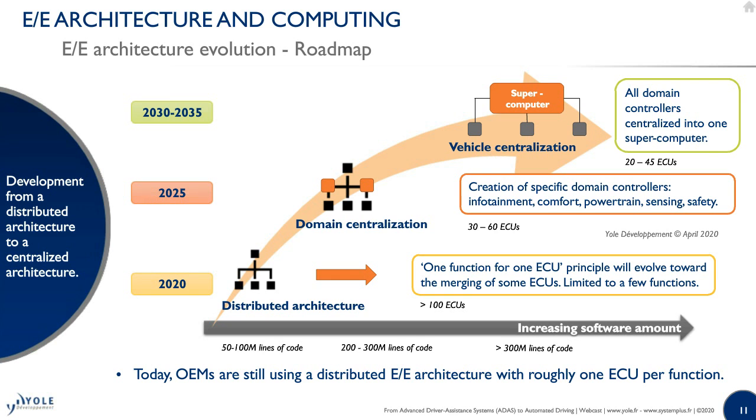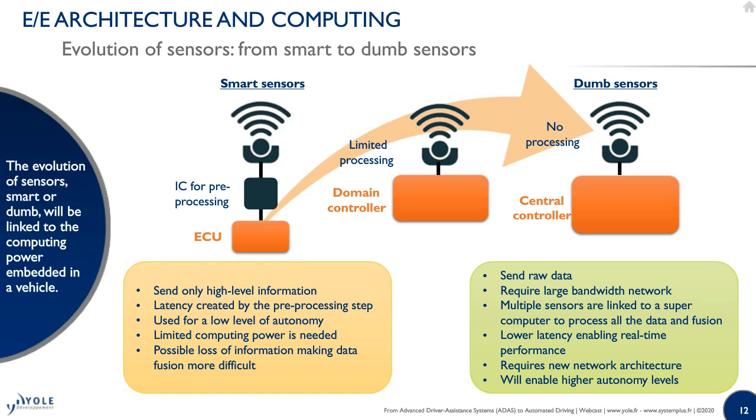On slide 12, you see the impact of this change of architecture on the sensors. So as of today, some sensors still embed some IC for pre-processing. These types of sensors have a limited computing power. And it is quite difficult to fuse all the data coming from different sensors.